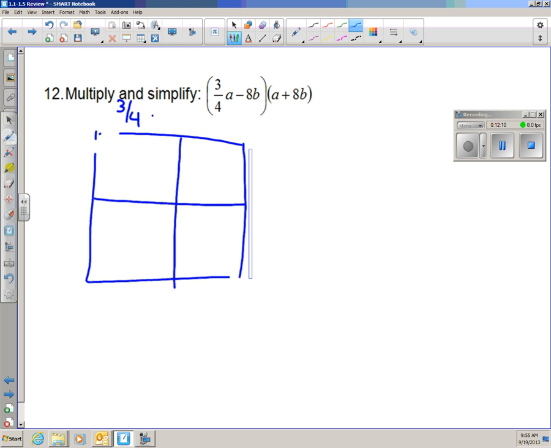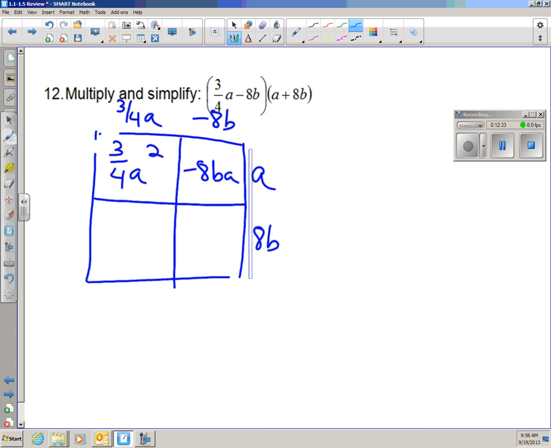This becomes 3/4 a. This becomes negative 8b. This guy becomes a. This guy becomes positive 8b. 3/4 a times a, 3/4 a squared. Negative 8b times a is negative 8ba.